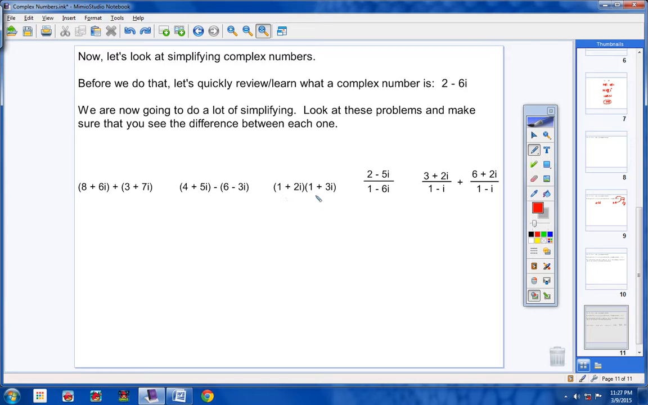Here your two complex numbers are side by side. Here you're dividing complex numbers, and here you're adding two fractions, and after you add them, you're going to divide them out. Alright, so here's what I'm going to do. I'm going to continue on, and I'm going to start working these problems out.